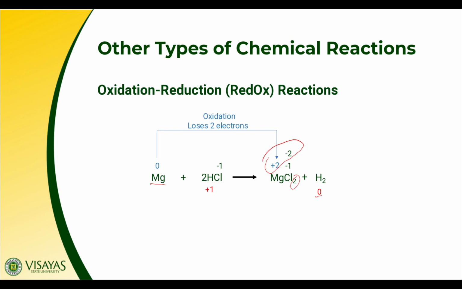And there is oxidation. When there is loss of electrons, there is an increase in the oxidation number. There is an oxidation reaction, and magnesium, therefore, is the reducing agent.